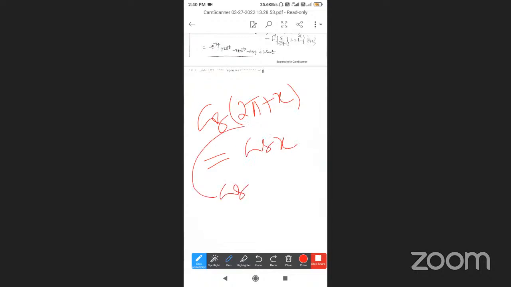The cos function also has period 2 pi: cos of 2 pi plus x, and cos of 360 plus theta is equal to cos theta, so it is cos x. Sin and cos functions both have period 2 pi. This is the first example.